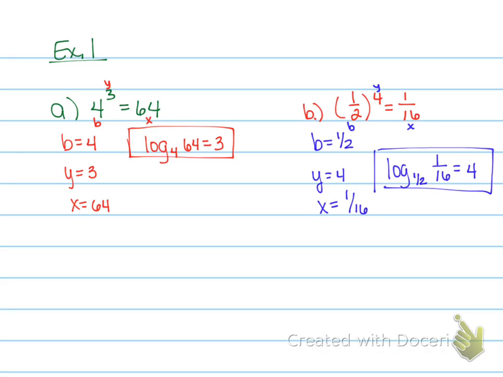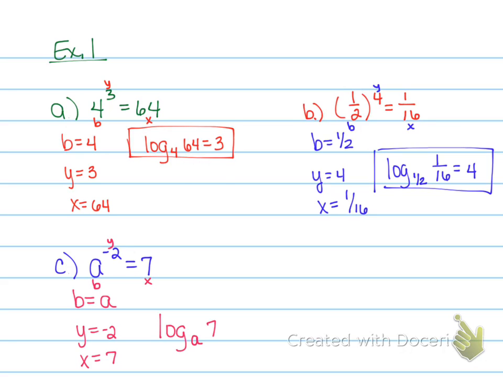And then c, let's write it down here, says a to the negative 2 equals 7. Well, again, we're going to put it in log form. So this is my b to the y equals x. So my b is going to be the letter a, my y is negative 2, and my x is 7. So we're going to write it in log form. So log base b, which is the letter a, of x, which is 7, equals y, which is negative 2.